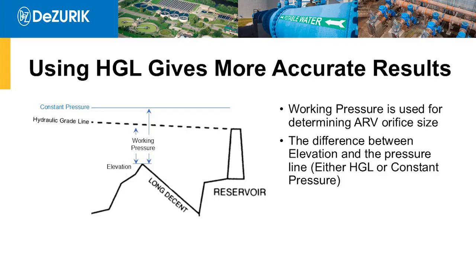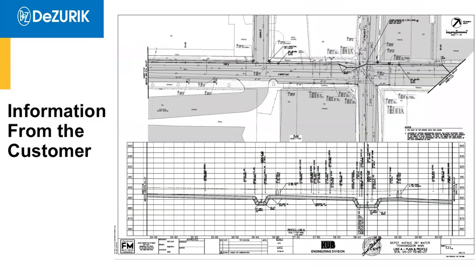Now, the next thing we'll talk about is, how do you get the information from the customer? It could be a number of ways. If you're fortunate enough to be able to get the piping profile because the plans and specs have them, that's ideal. And in this particular view, that's what they've got.